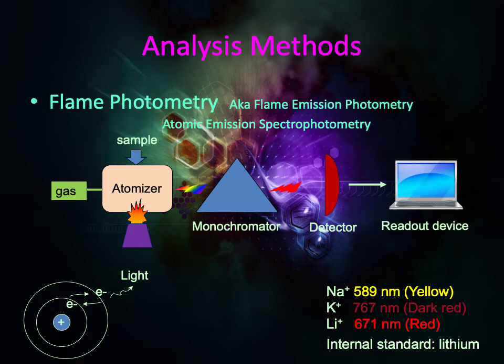Most flame photometers incorporate an internal standard, typically lithium. A known amount of lithium is aspirated into the flame at the exact time the sample is introduced into the flame. In this way, any variations in flame intensity will be reflected in the recovery rate of lithium and used to correct the electrolyte measurement. For example, if only 95% of the lithium was recovered, then the electrolyte being measured should be multiplied by 1.05 to account for the 5% loss of recovery of the standard.